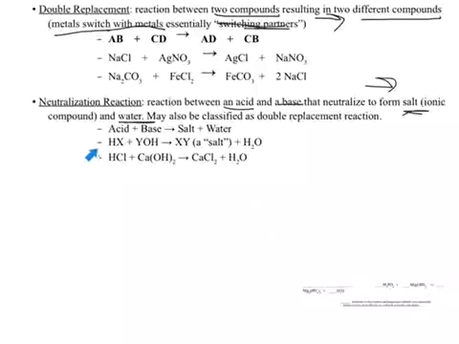You know you have an acid when it begins with an H. You know you have a base when it ends in OH. So when an acid reacts with a base, you get a salt, an ionic compound, and water. So hydrochloric acid reacting with calcium hydroxide, your base, you get your salt, calcium chloride, plus water.